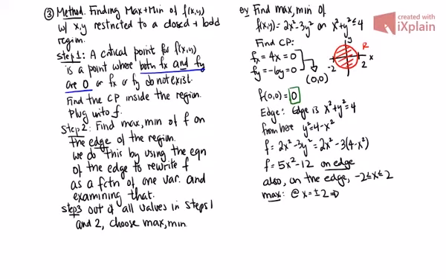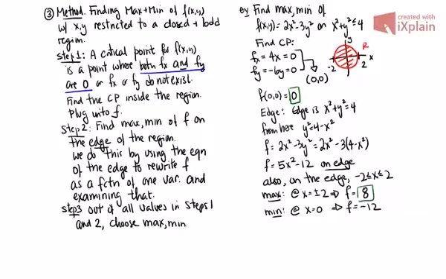So when x is plus or minus 2, f is 5 times 4 minus 12. So this is 8. And the min occurs when x is 0. And when x is 0, that gives me negative 12. And so I take those values and I put a green box around them.